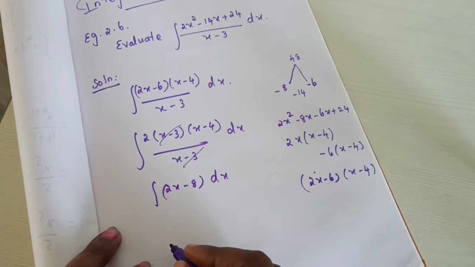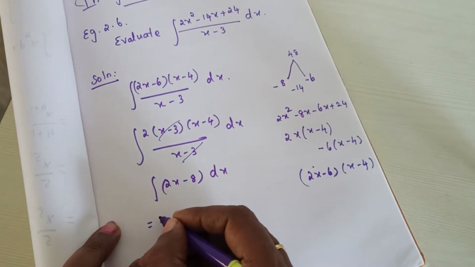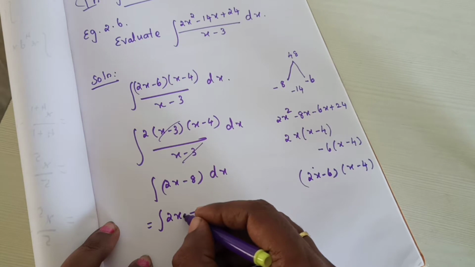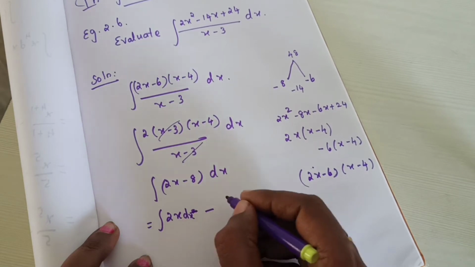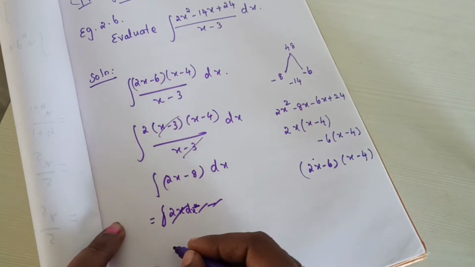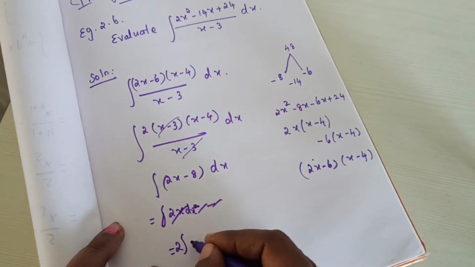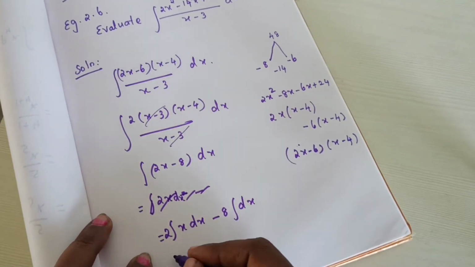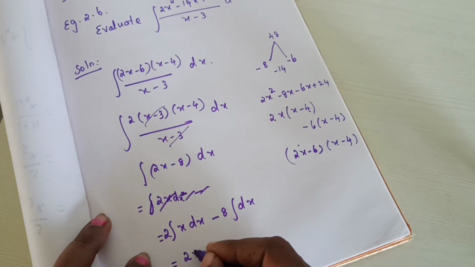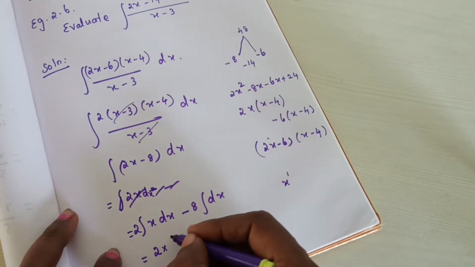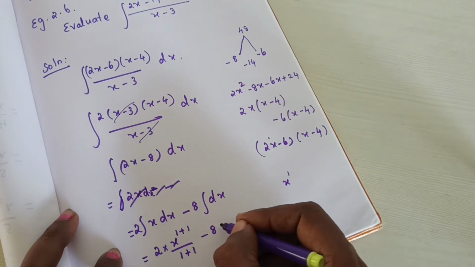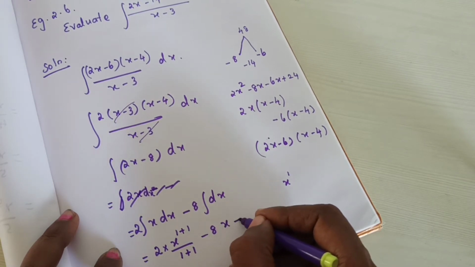Now we can integrate. How will we integrate? Now we need to split it. That is the integral of 2x dx minus, sorry, we take the constant term outside, that is 2 into the integral of x dx minus 8 into the integral of dx. So that is equal to 2 into, integrating x, which is x power 1, gives x power 1 plus 1 divided by 1 plus 1, minus 8 into the integration of dx, which is x plus c.